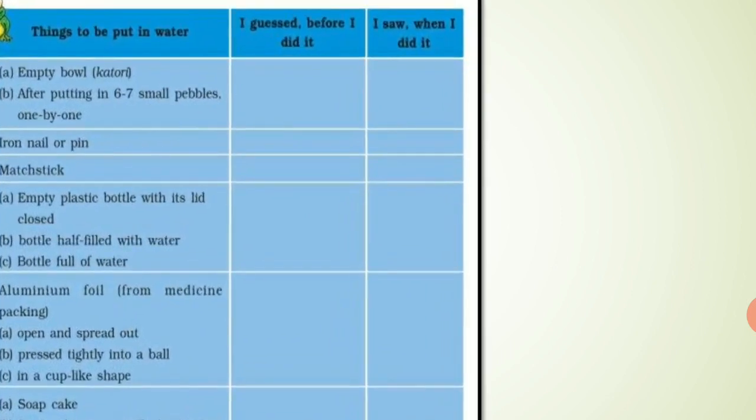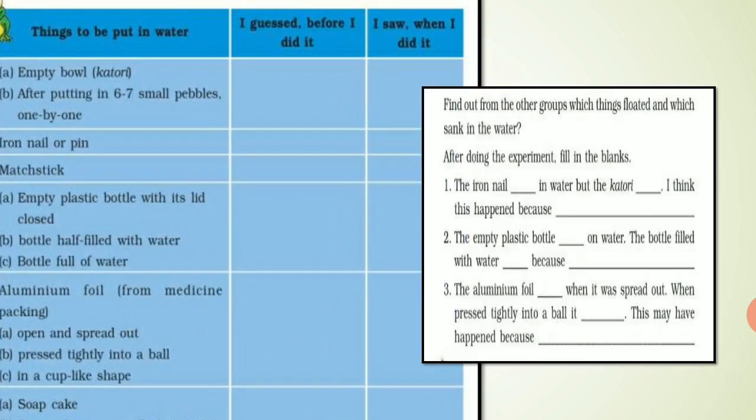After completing this table, fill in the blanks. The iron nail dash in water, but the katori dash. I think this happened because dash. Apply your learning. The empty plastic bottle dash in water. The bottle filled with water dash because dash.